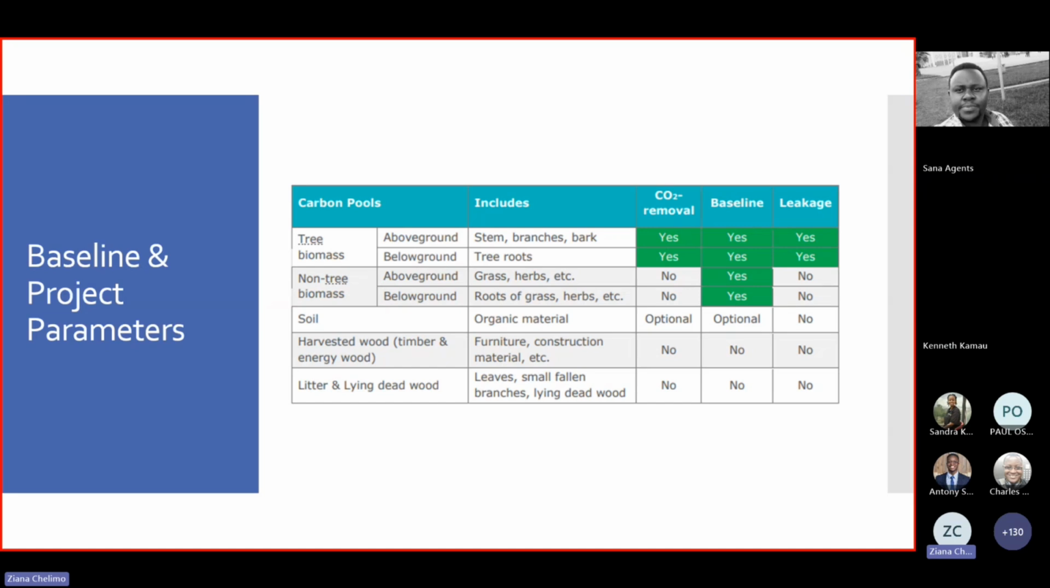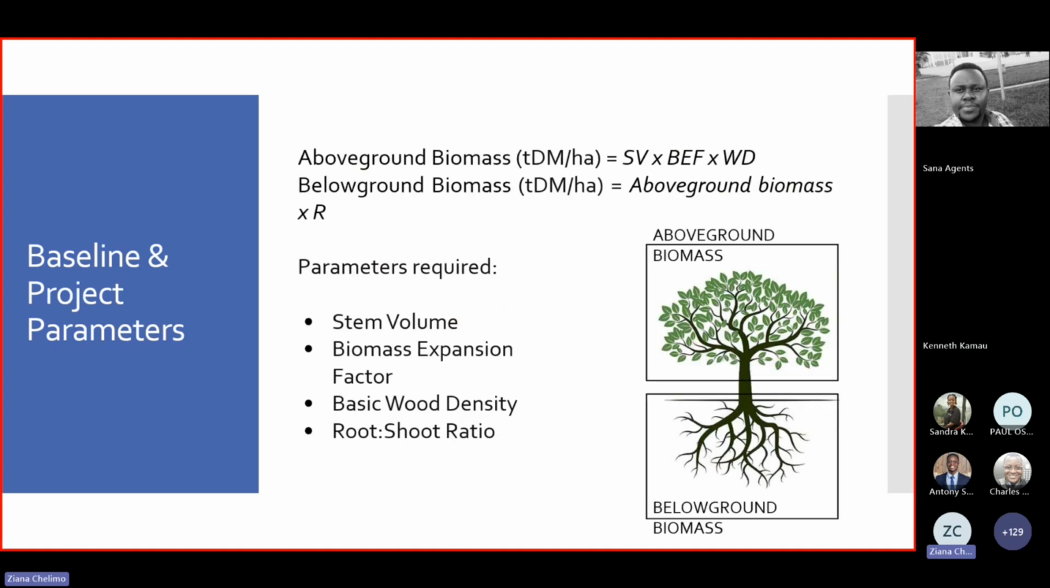And then finally the soil, which manifests through the soil organic carbon: if you measure it in the baseline, then you also have to measure it in the project scenario. For that one, it completely depends on your project and what it involves. So if you're not going to be measuring soil organic carbon, then you won't measure it in the baseline, neither will you measure it in the project scenario. So I hope the parameters there are clear.